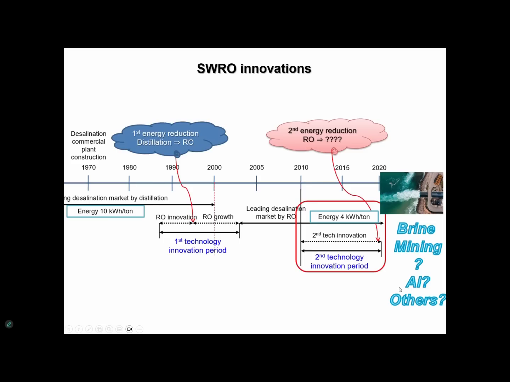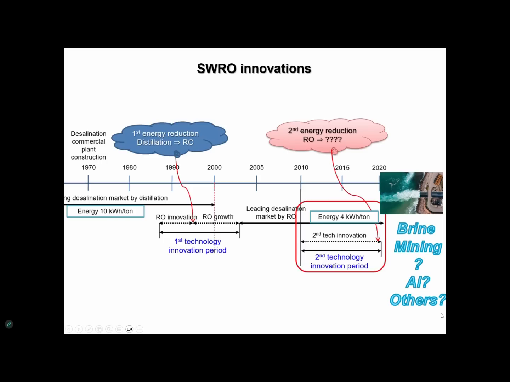There are many things that AI can do to optimize the overall process of seawater reverse osmosis. Also, other approaches can be utilized to improve the overall efficiency of seawater reverse osmosis. Others could be high pressure reverse osmosis. At this moment, only 50% recovery is produced.